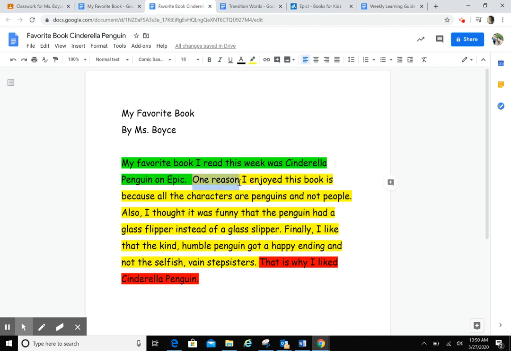One reason I enjoyed this book is because all the characters are penguins and not people. Also, that's another transition word. Also, I thought it was funny that the penguin had a glass flipper instead of a glass slipper. Finally, there's another transition word. I like that the kind, humble penguin got a happy ending and not the selfish, vain stepsisters. That is why I liked Cinderella Penguin. The red is your conclusion sentence. We always want to end with the conclusion.